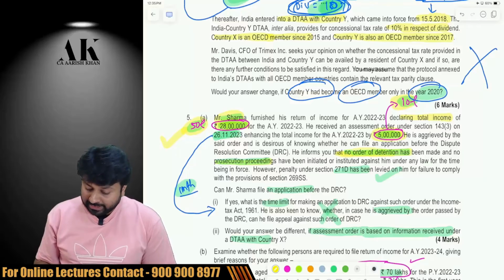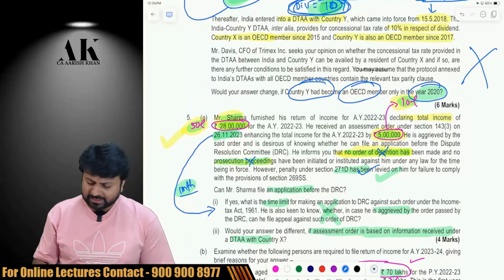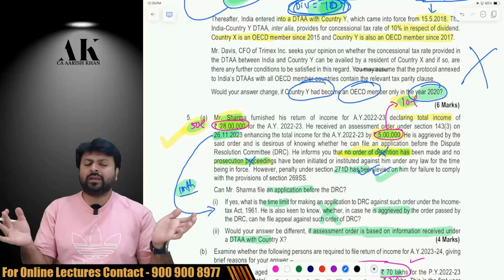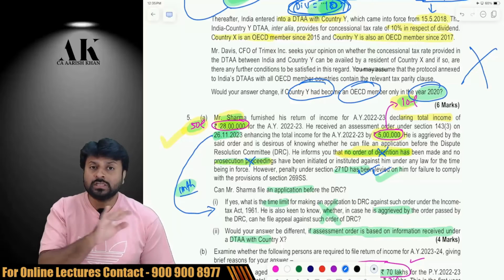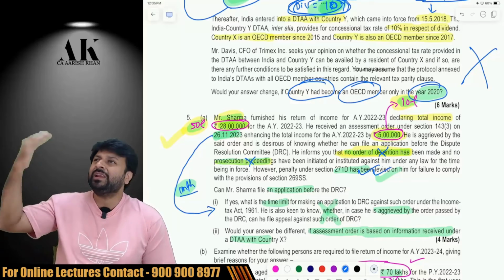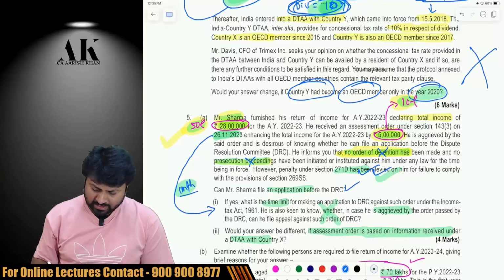Plus, there should not be any detention order against you. So there is no detention order against you. There should not be any prosecution against you. If there is a penalty which is imposed, that is fine. There is no condition like that. There should not be any prosecution, there should not be any detention order, and there is no condition regarding penalty to go to DRC. Okay. So this person, Mr. Sharma, can go to DRC.